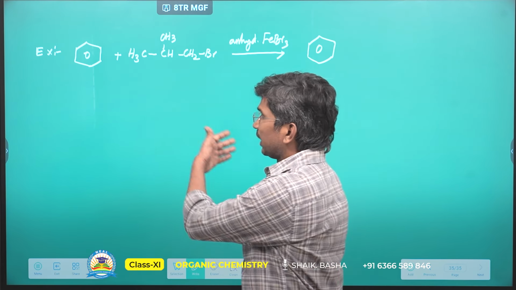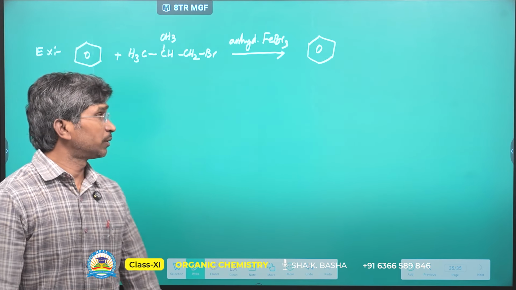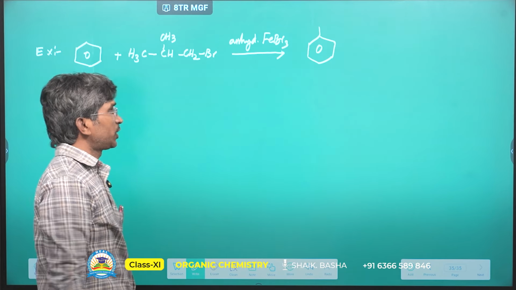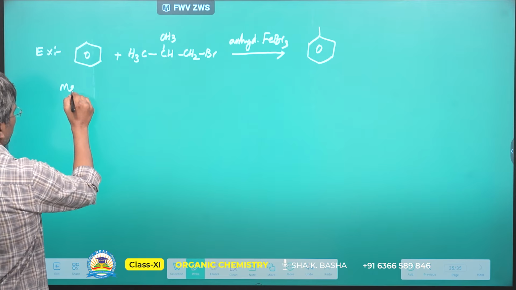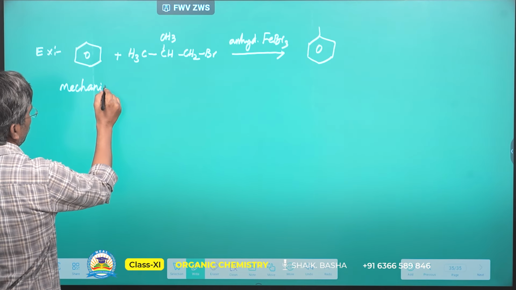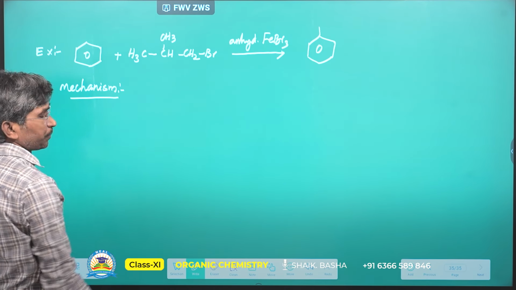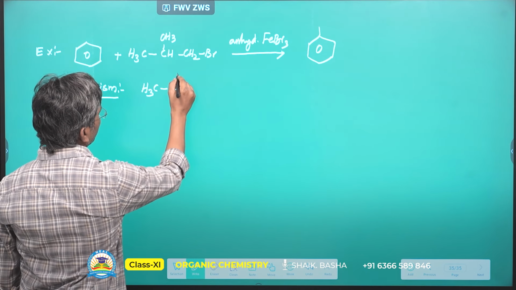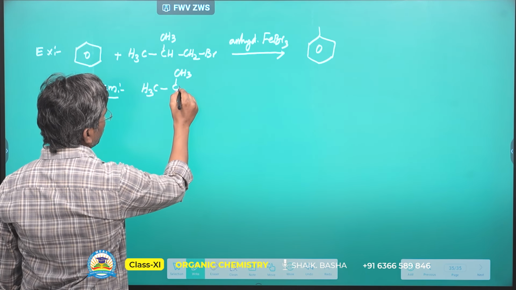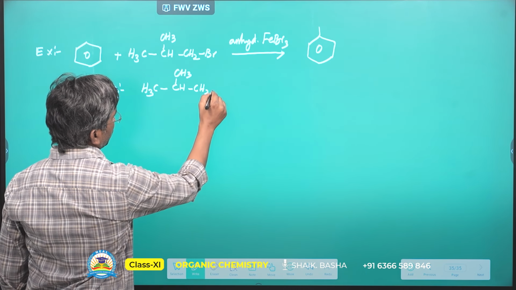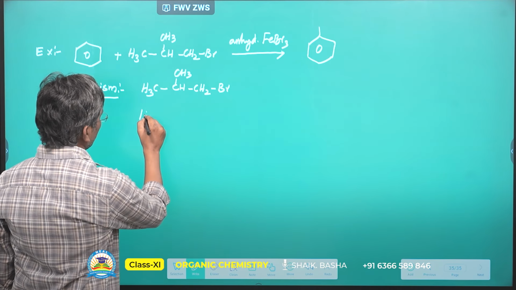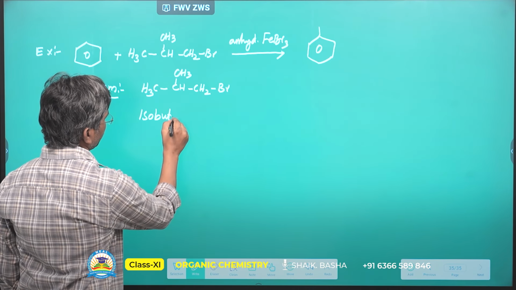Of course, HCl, HBr, those are the byproducts. But the main product is what? Benzene is going to connect with whom? Which carbon? We can understand based on the first step. I am not writing the second and third step because both are the same. Isobutyl bromide, CH3, CH, CH2Br. 1-bromo-2-methylpropane also we can call. Isobutyl bromide.